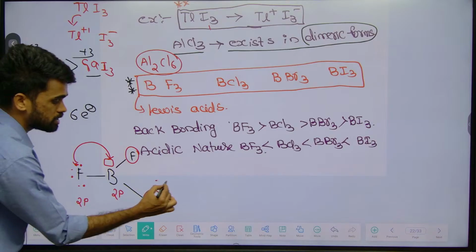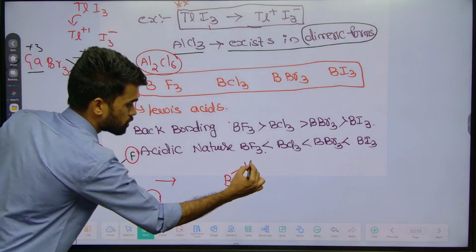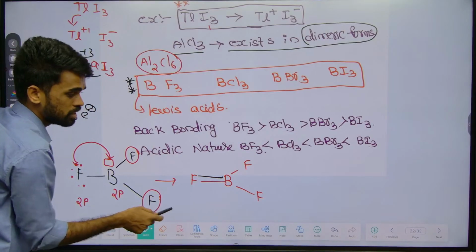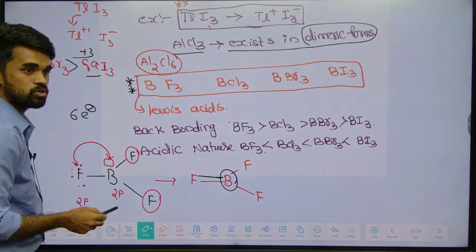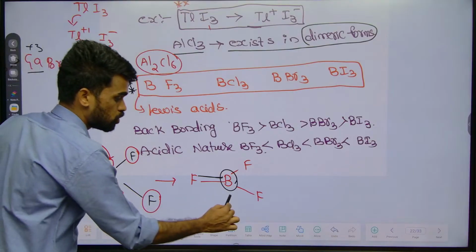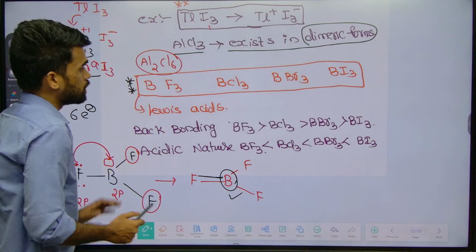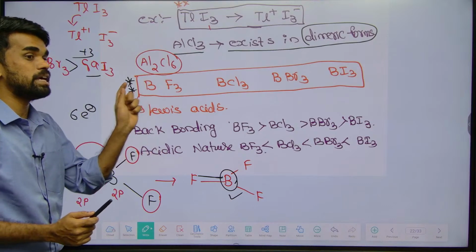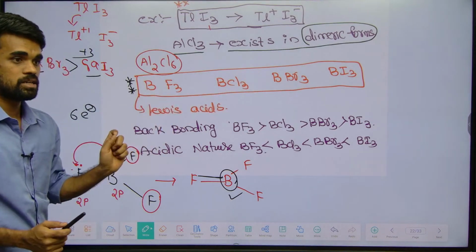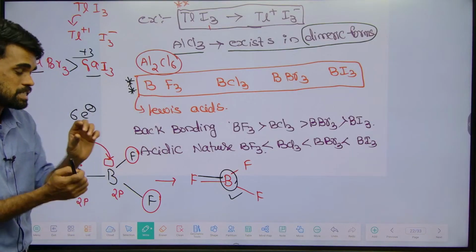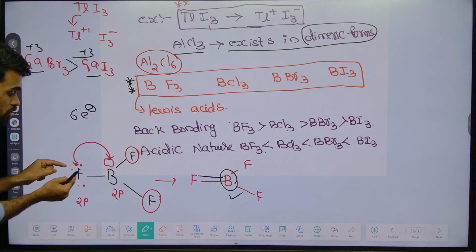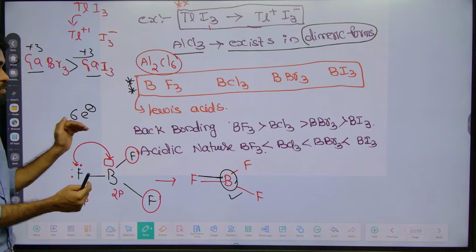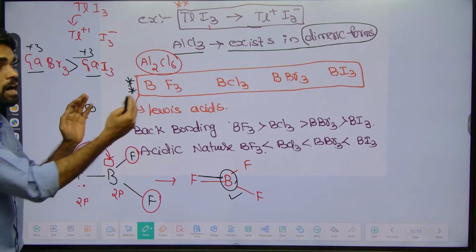So now what happens here? Between boron and fluorine, there is a pi bond formation. See now how many electrons are there with the boron, check? 8 electrons. Boron is happy now, no? So who will show that back bonding easily out of these halides? Fluorine. Why fluorine? Because of the small size, or similar size, of fluorine and boron, the back bonding is effective. So due to this back bonding, the order becomes opposite.